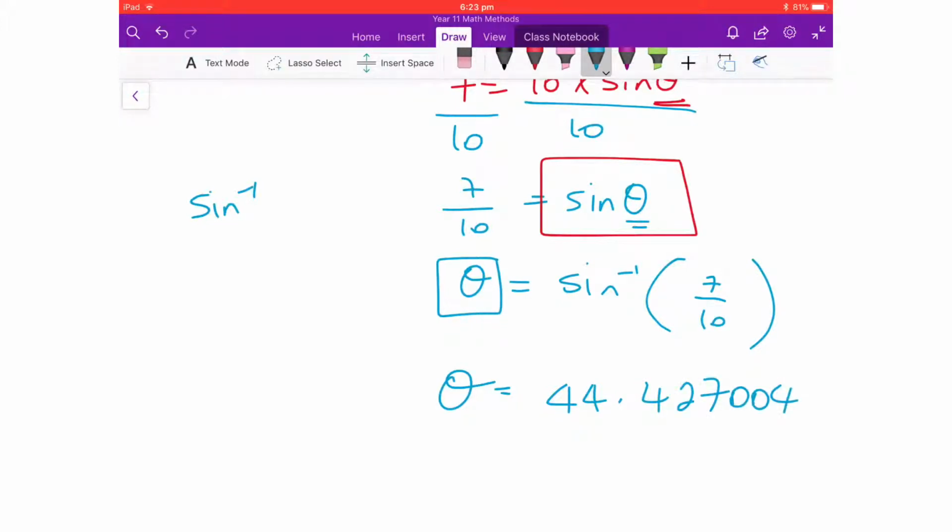Your answer should be 44.427004. In this case, I'm going to round to the nearest 2 decimal places. Depending on your question, it might say round to 1 decimal place or 2 decimal places, or the nearest whole angle, or that kind of thing. In this case, I'm going to round to 2 decimal places. I'm going to look at the digit next door and check whether it's higher or lower than 5. In this case, it is higher than 5, so I'm going to round up. That's going to end up being 44.43. And remember to put your unit. In this case, our unit is a degree symbol.